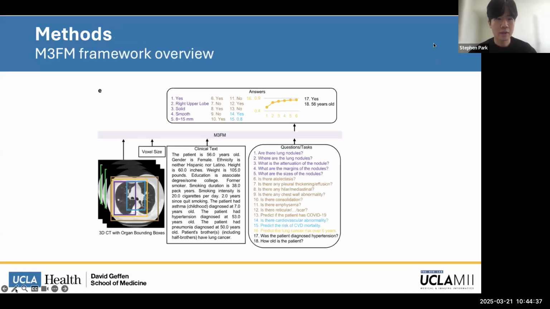So this is the overall framework for how M3FM works. You'll see that the main inputs to the M3FM model are the CT image, the region of interest in the CT image, as well as clinical data, which is converted first into clinical text, as well as questions that the user wants the model to answer. So, for example, are there lung nodules, or predict the lung cancer risk over 6 years? And you'll see on the top that the model spits out answers to these questions based on the inputs. So, for example, for predicting the lung cancer risk over 6 years, it would produce the risk scores over the 6 years as seen here.